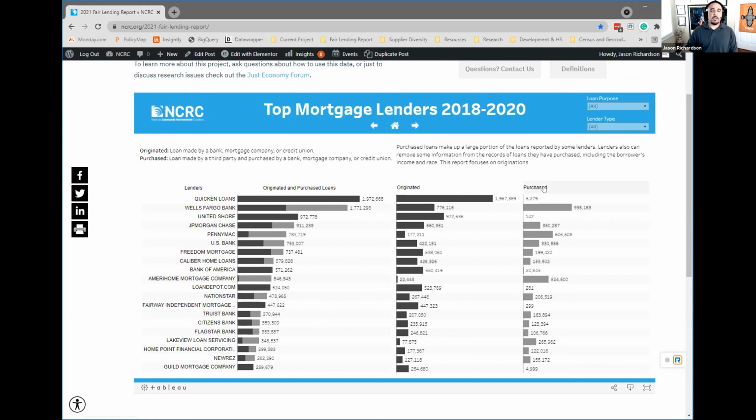This report does not really delve too much into purchased loans. About 75% of them in 2020 lacked any demographic data. It's very difficult to do a lot of analysis with them, so they're not part of this. That's not to say we may not want to add it later, but for the time being, we mostly limit the analysis here to originations.